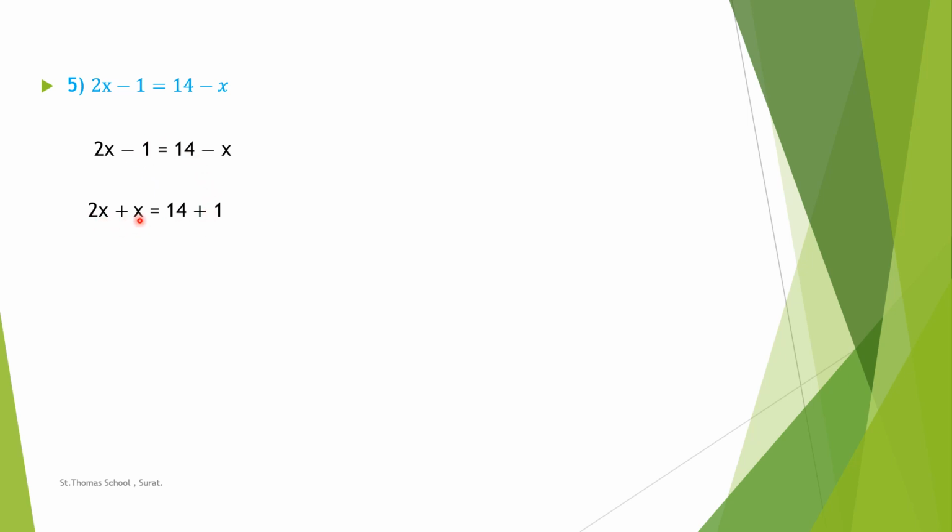2x plus x, that is 3x. 14 plus 1, 15. So 3x is equal to 15. This is a multiplication. If it comes here, division. 15 by 3, that is x is equal to 5. We can cut here. 3 ones are 3 and 3 fives are 15. Now from this sum onwards, we are not doing checking. Only solving the equation we are doing. So in the notebook, first 3 sums you do with checking, and for the remaining sums there is no need of showing your checking. Clear?